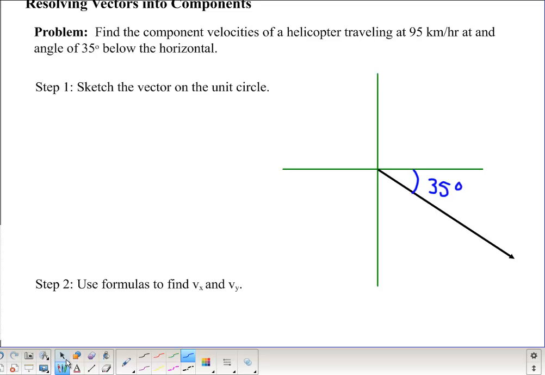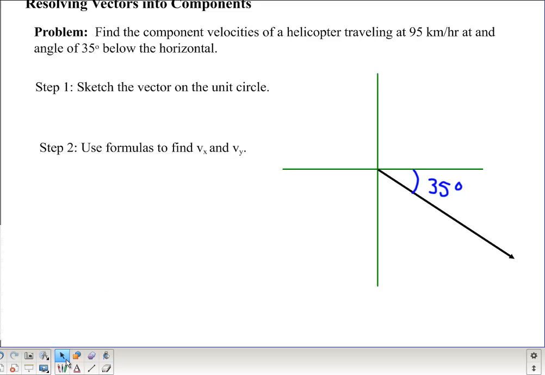First thing I've done is sketch the vector on my diagram, so I know which way it's pointing. And now I need to find the vertical and the horizontal components. So I need the vertical component, the distance between the tip of the arrow and my x-axis, and the horizontal component, which is from the tip of my arrow back to the y-axis. So here is Vx, here is Vy. Vy points down because this arrow is going down and to the right. Vx is going to the right because this arrow is pointing to the right and down.